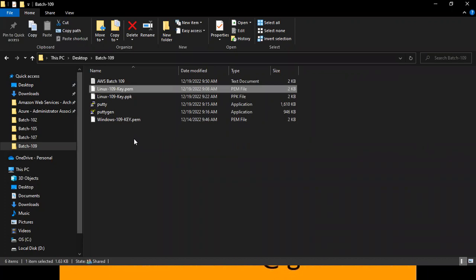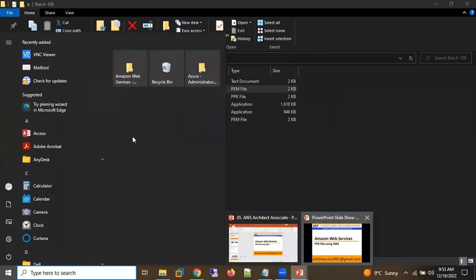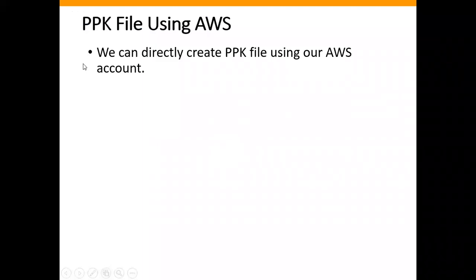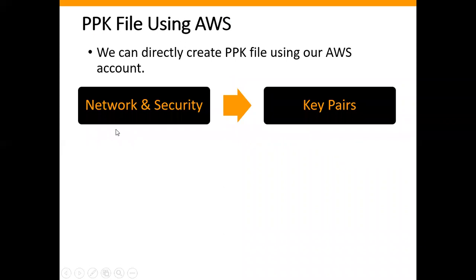The same question was asked by some other student a few minutes back. I have told the same thing: in real time, in some cases, we need a PEM file. So the option which I am going to show you right now is just for interview and knowledge purposes: directly generating a PPK file by using AWS. So how can we do that?